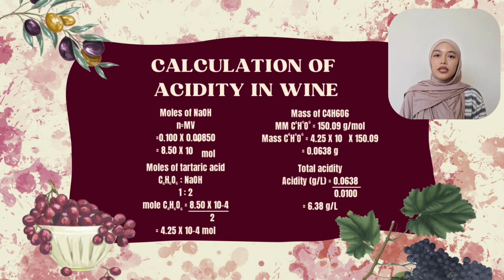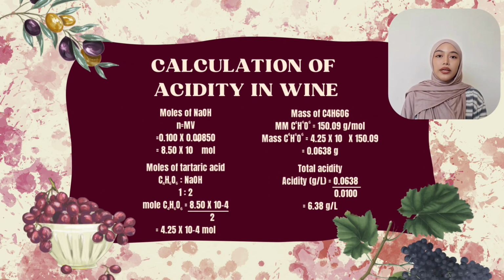This slide shows the calculation of total acidity in wine using a titration method. First, the number of moles of sodium hydroxide is calculated using the formula n equals M times V. Using 0.1 molarity of NaOH and a volume of 8.5 milliliters, the moles of NaOH obtained are 8.5 times 10 to the power of negative 4 moles.